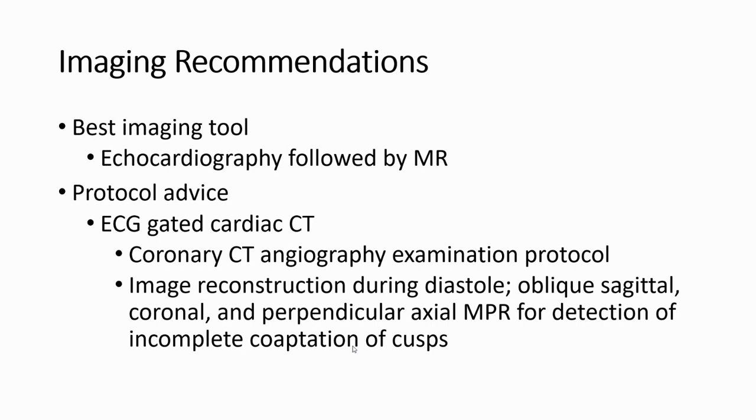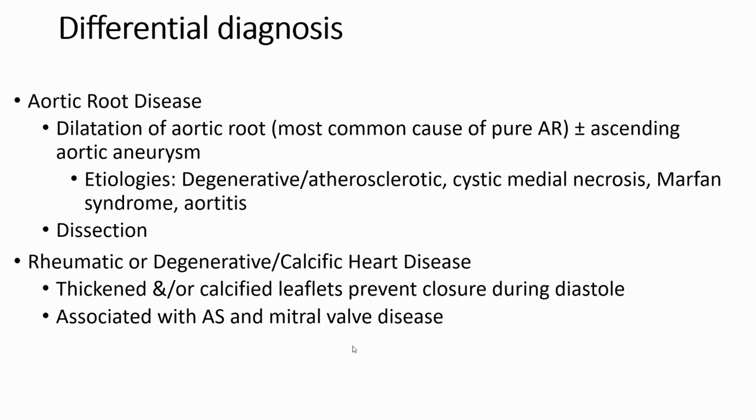Imaging recommendation: the best imaging tool is echocardiography followed by MRI, and we can also use ECG-gated cardiac CT. Differential diagnosis: aortic root disease, rheumatic or degenerative calcified heart disease, infective endocarditis, trauma, and bicuspid valve.